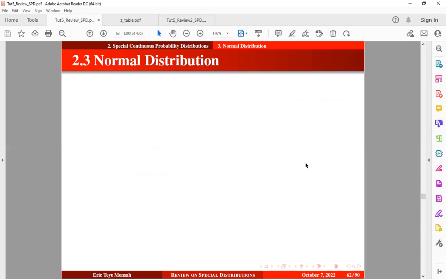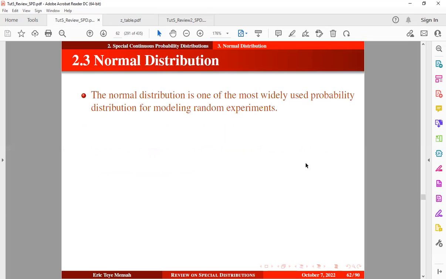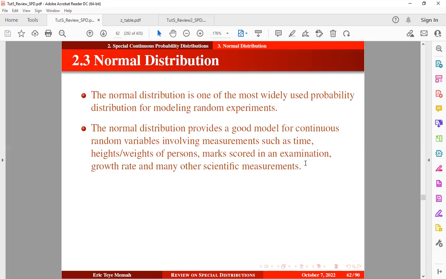All right, so the last important subsection under the special continuous probability distribution that we want to consider is the normal distribution. The normal distribution is one of the most widely used probability distributions for modeling random experiments. It provides a good model for continuous random variables involving measurements such as time, height or weight of persons, marks scored in an examination, growth rate, and many other scientific measurements.